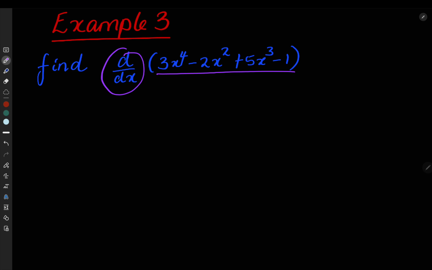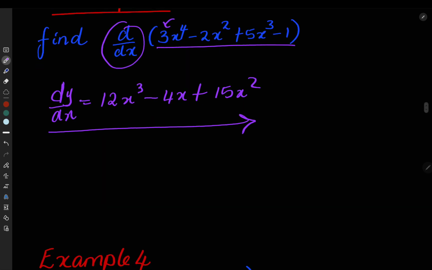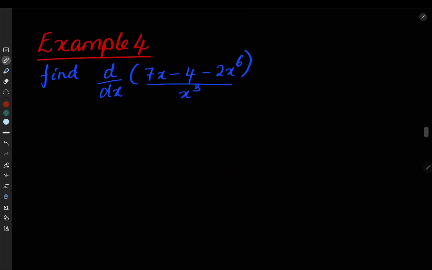So then the first derivative of that will be, so we'll say dy dx will be equal to, in this case, we bring down the 4 here, multiplies with the 3, that becomes 12x to the power 3 minus 4x, then plus we bring down the 3 here, becomes 15x squared. And that's your derivative. Now moving on to the fourth example.